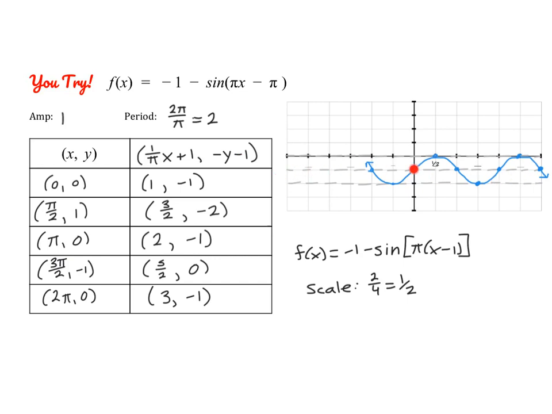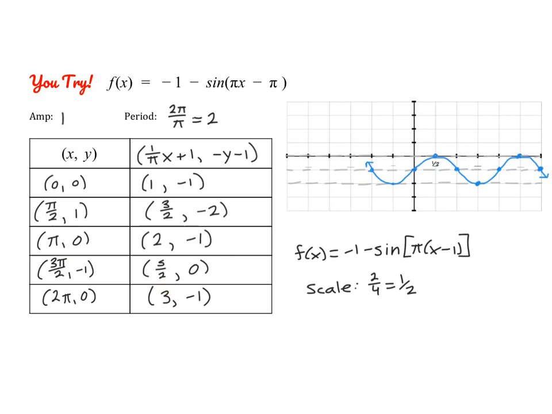So you can see our midline is shifted down. Here's our maximum and minimum because our amplitude is 1. Our period is 2 pi over pi, which is 2. So I took that, split it up into 4 parts, which is why I'm counting by half. And then here's our coordinate.